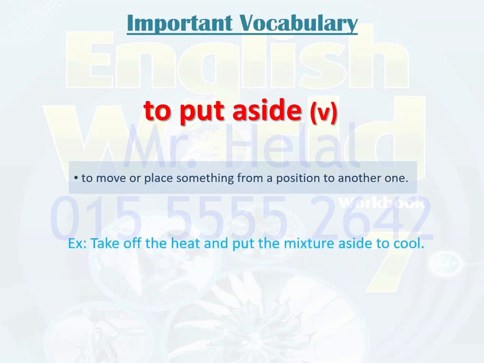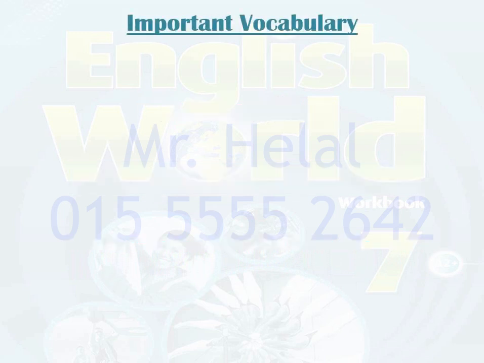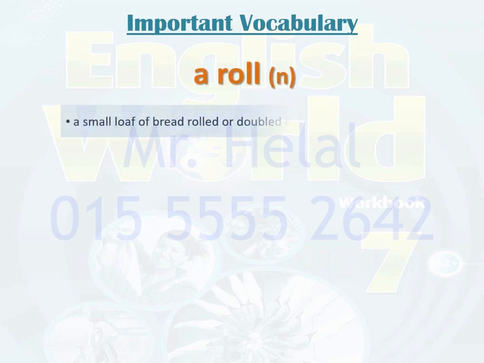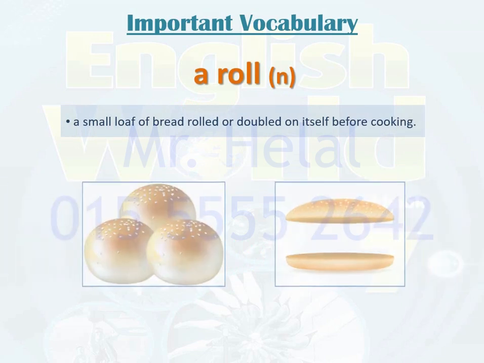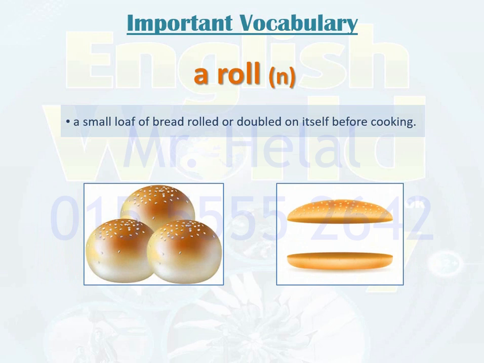Example: Take off the heat and put the mixture aside to cool. يعني اقفل الحرارة وانقل الخليط في مكان تاني علشان يبرد. A roll. A roll is a small loaf of bread rolled or doubled on itself before cooking. roll اللي هو رغيف صغير من الخبز بيكون ملفوف حوالين نفسه أو متكور حوالين نفسه قبل عملية الخبز.